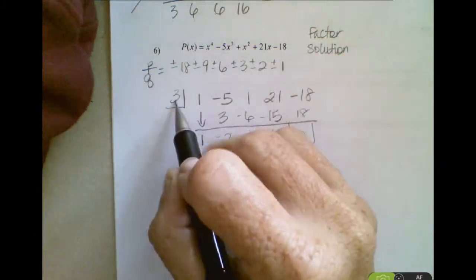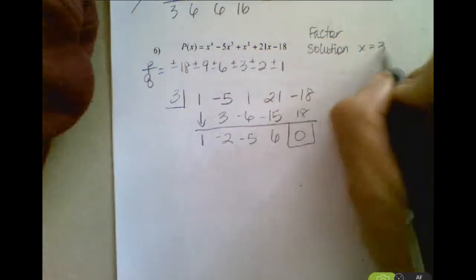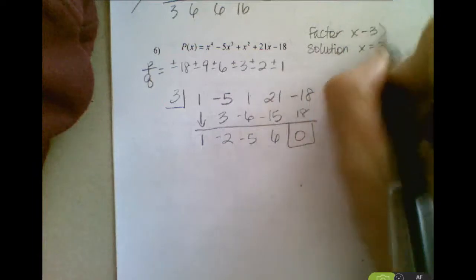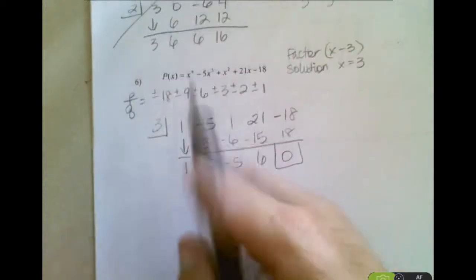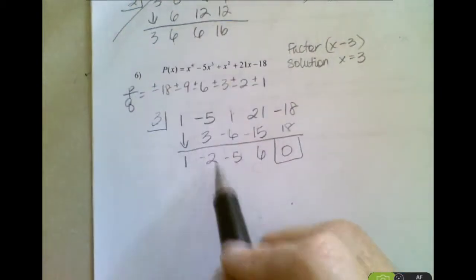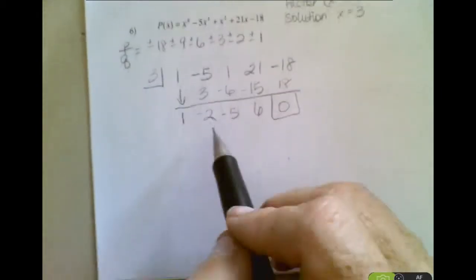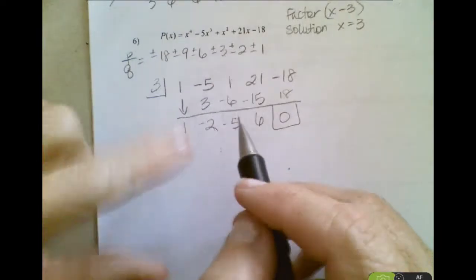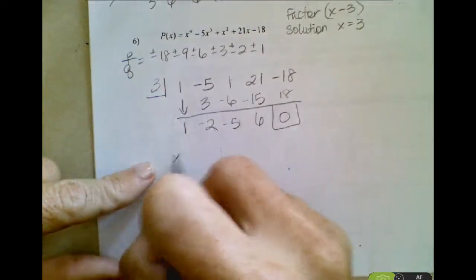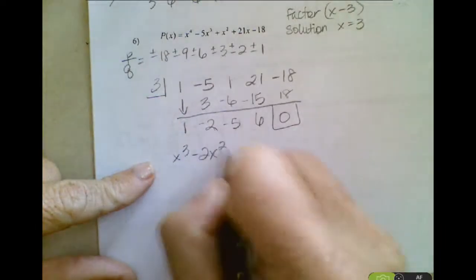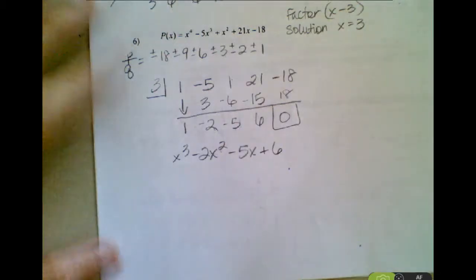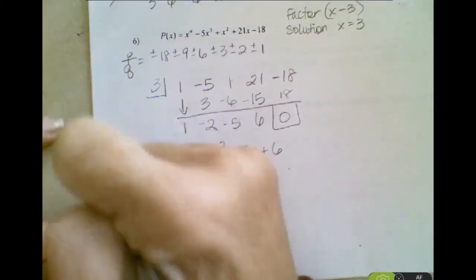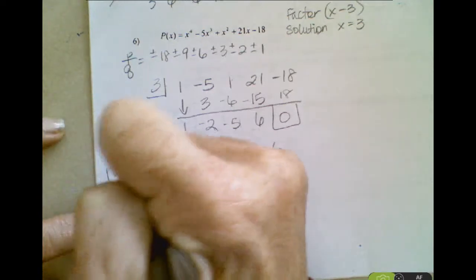So our first solution is going to be x equals 3, and our factor of that is x minus 3. We're going to write our new polynomial. So since it began as an x to the 4th, our resulting answer out of that, once we divide out, is going to be x to the 3rd minus 2x squared minus 5x plus 6. Now you're going to start with your new synthetic because you have a new polynomial.